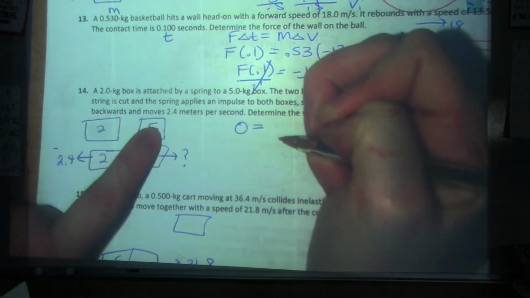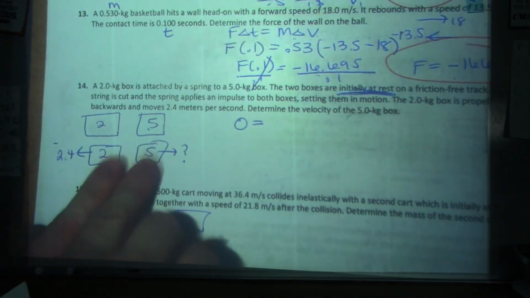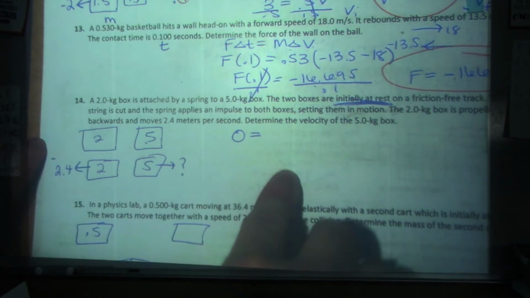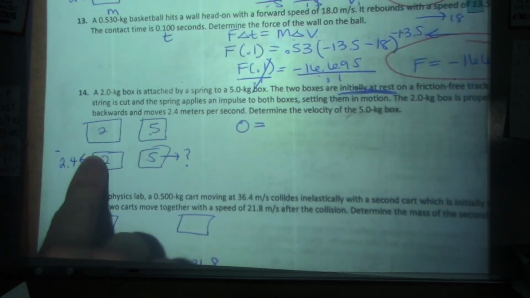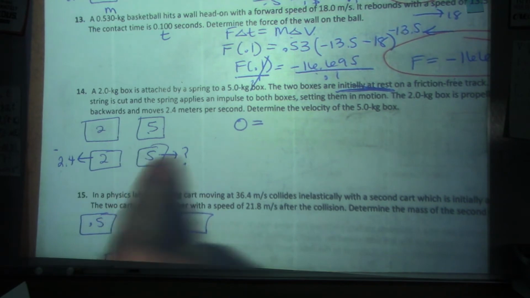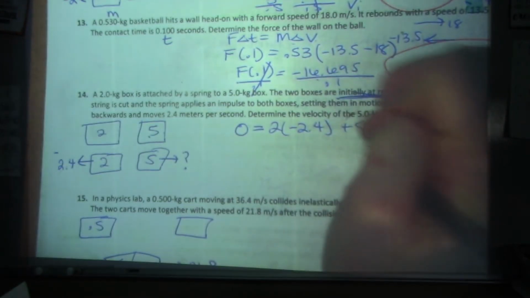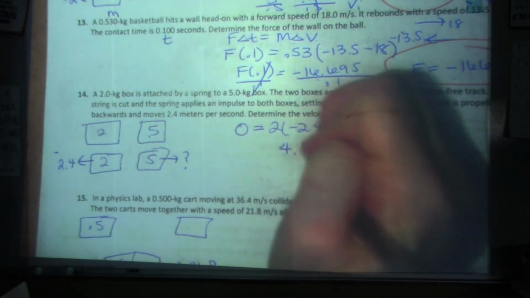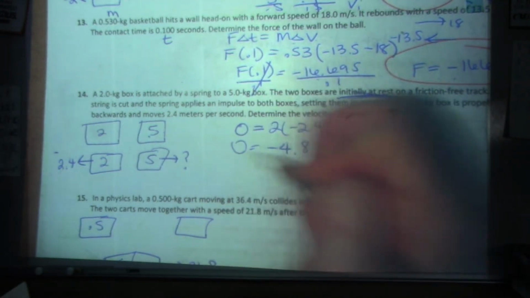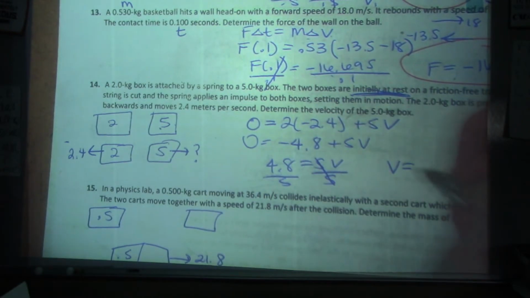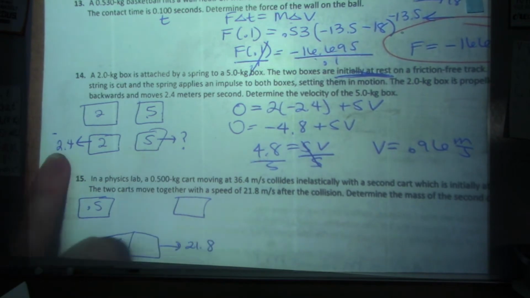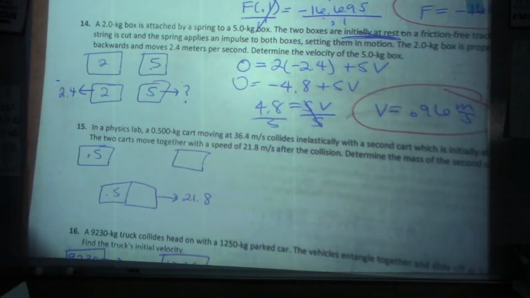So the key thing here is at first it was at rest, so the total momentum is 0. And then after, because your total momentum has to stay the same, it has to stay 0, these two are going to cancel out momentum, but not velocity. The 2 kilograms should be going faster, and the 5 kilograms should be going slower because this has more mass and this has less mass. So 2 times negative 2.4 plus 5 times v, looking for the velocity. This is just negative 4.8 plus 5v. Add the 4.8 over, and that gives me 5v. Divide the 5 to get v by itself, that gives me a velocity of 0.96. And we knew that it was going to be slower than the 2.4, so that's a good check.